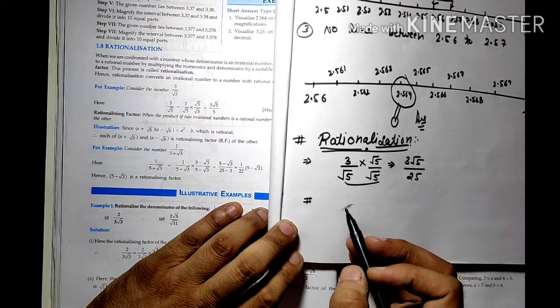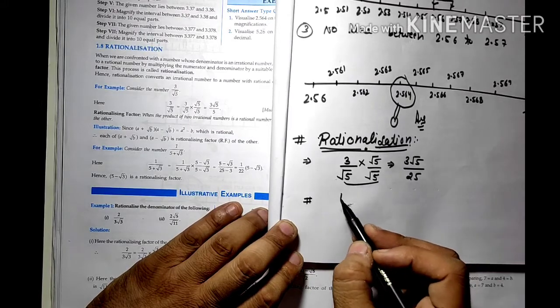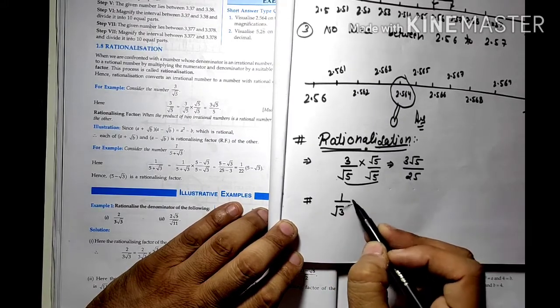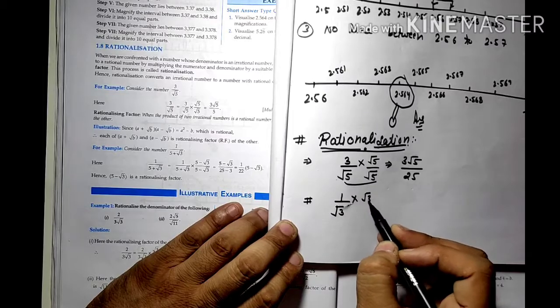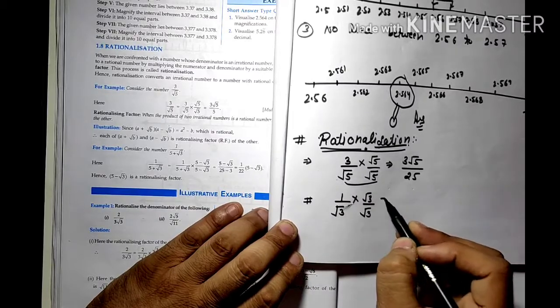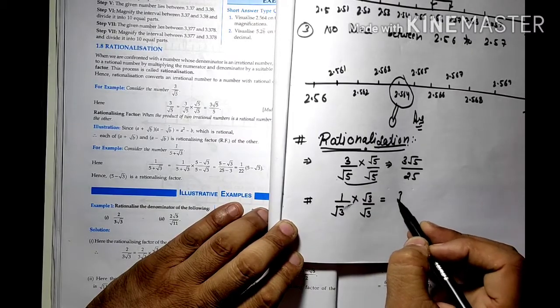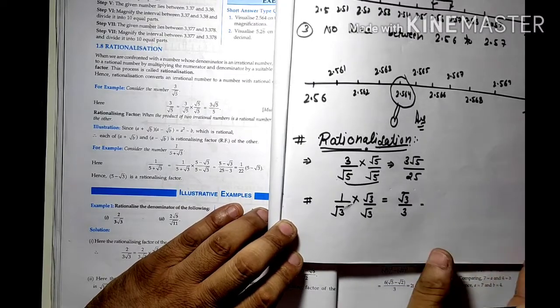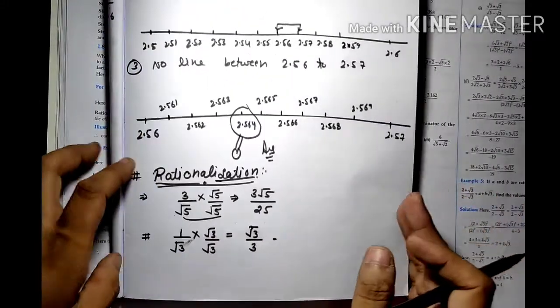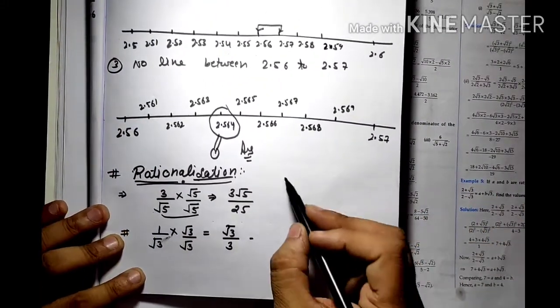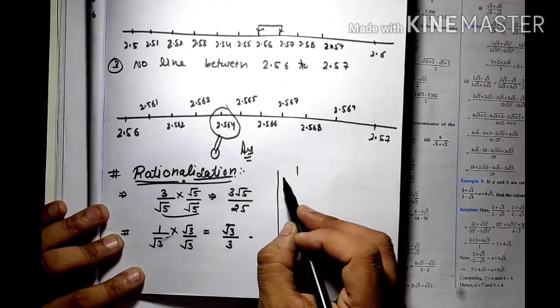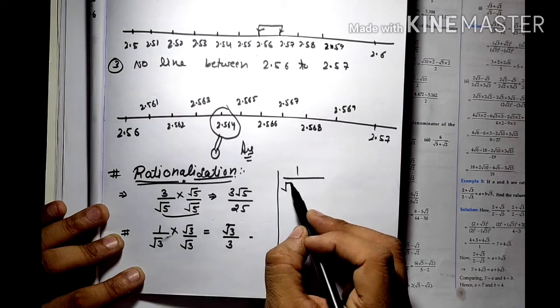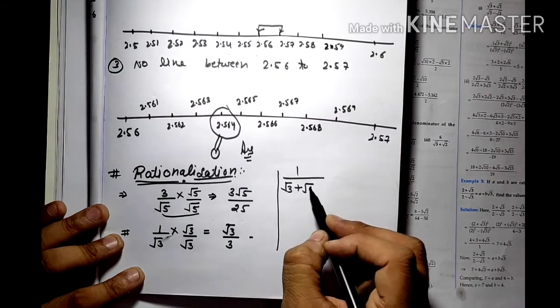Now suppose we have 1 upon root 3. That means we have to multiply and divide by root 3 in the numerator and denominator both. Then it would be root 3 by 3. This is your simplest form. Now suppose we have 1 upon root 3 plus root 5.